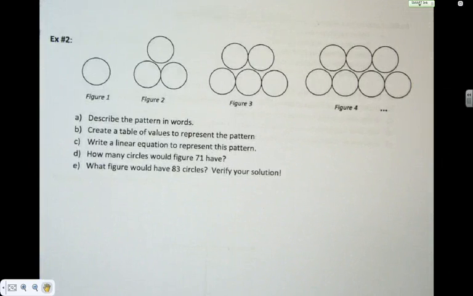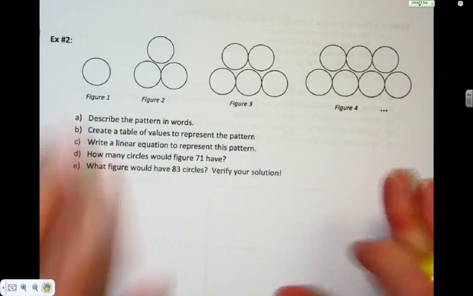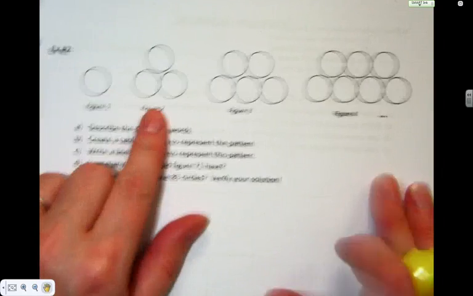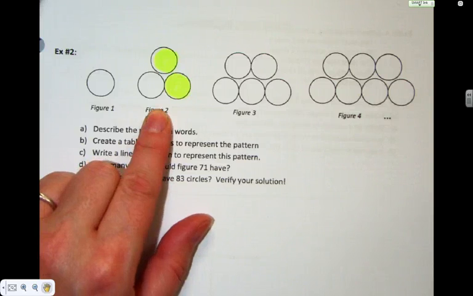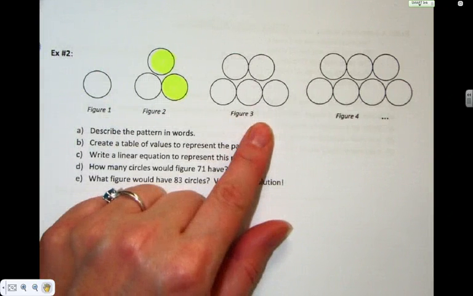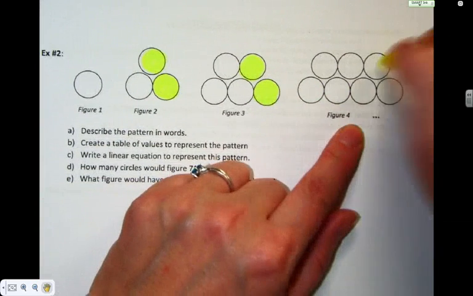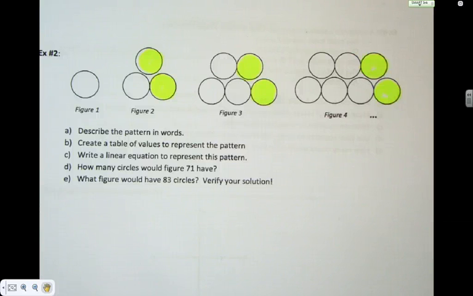Circles. Turn and talk. Talk to your neighbor, decide what the pattern is. Well, that was quick. Can't fool you guys. What's different between figure 1 and 2? So this guy is new and this guy is new. What's new here in figure 3? The last two on the right. What's new over here? The last two on the right. So what's the pattern? We're always adding 2 more.